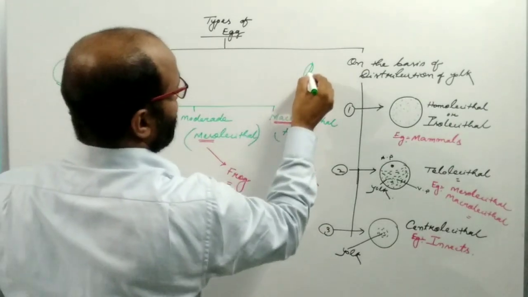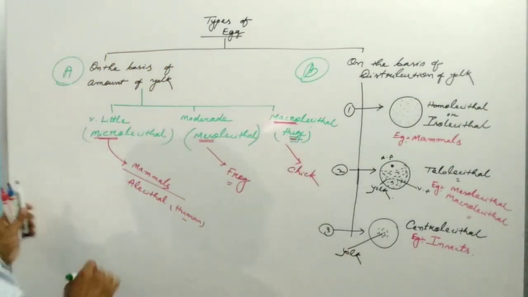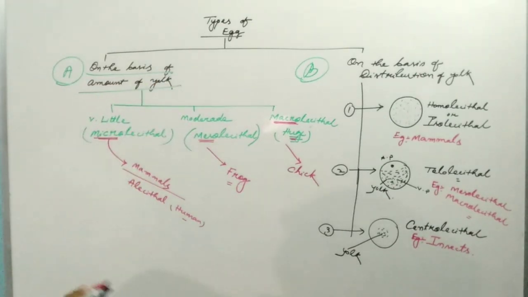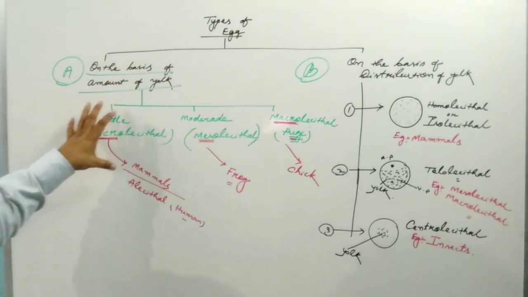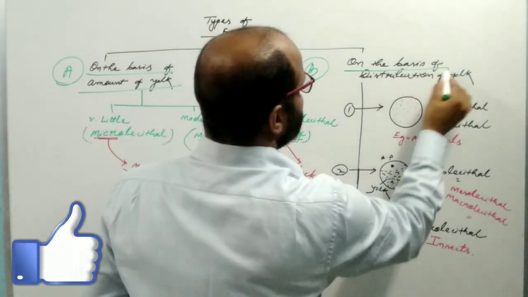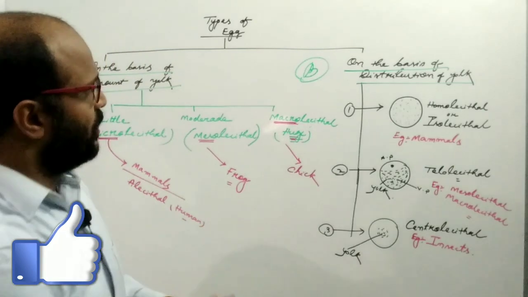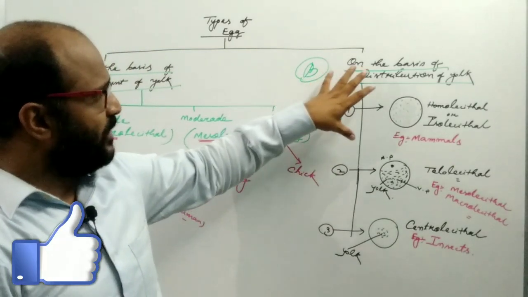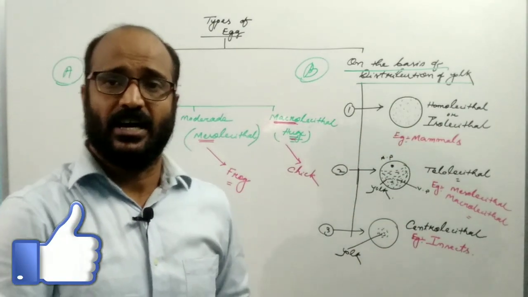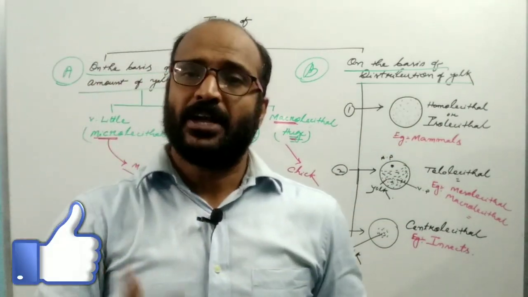So on the basis of two criteria, the eggs are of different types. On the basis of amount of yolk, the eggs may be microlecithal, mesolecithal, or macrolecithal, and on the basis of distribution of yolk, the egg may be isolecithal or homolecithal, telolecithal, or centrolecithal. These are the different types of egg.